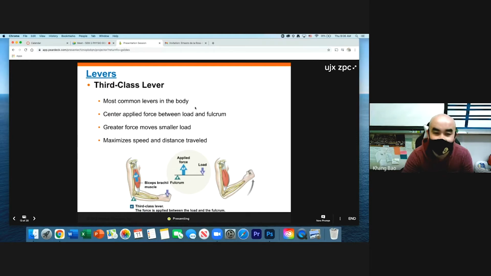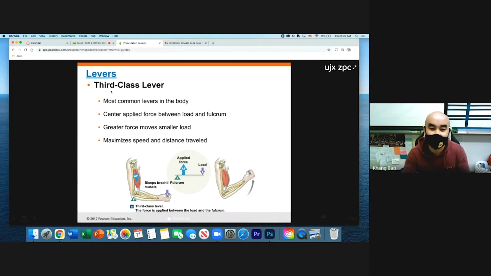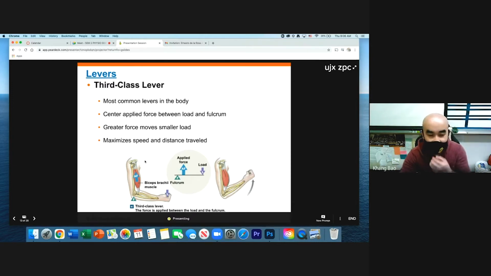This is the most common lever in our body. The fulcrum again is at the end, but the applied force is near the fulcrum, and the load is at the other end. This will provide you the greater force to move smaller load. So that means this is the thigh muscle: you just have to put less force, but it can move a lot more. Oh, my bad, the opposite, right? Greater force to move smaller load. So that means you have to put in a lot of force just to move a tiny motion or a load.